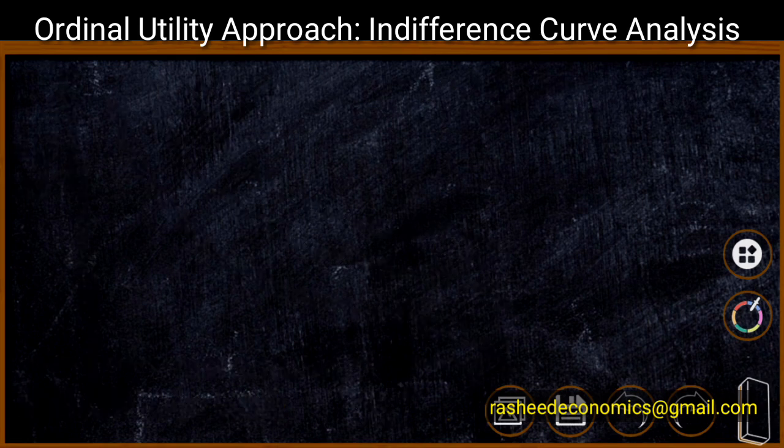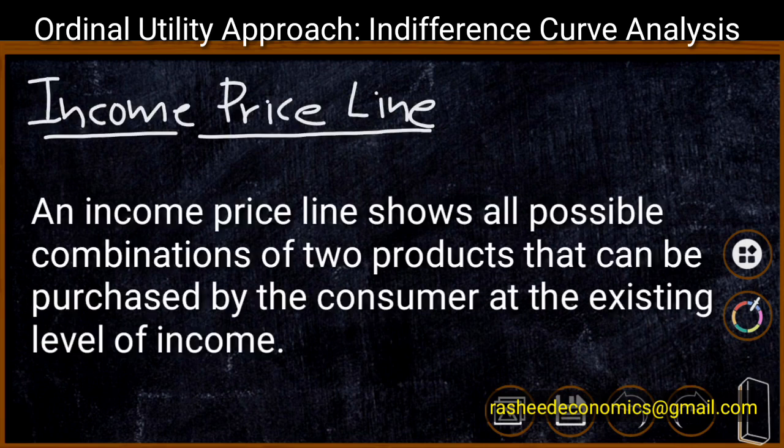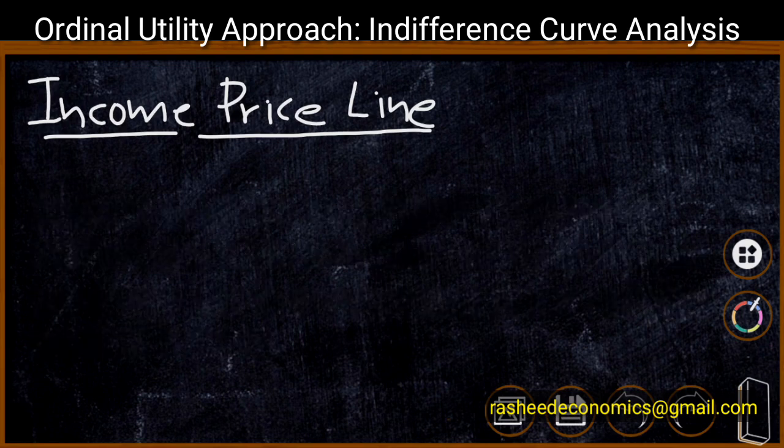Now we are moving to the income price line. An income price line shows all possible combinations of products X and Y that can be purchased by the consumer by using his entire income. It is the potential buying combinations. It shows different combinations of two products that can be purchased by the consumer by using his entire income.